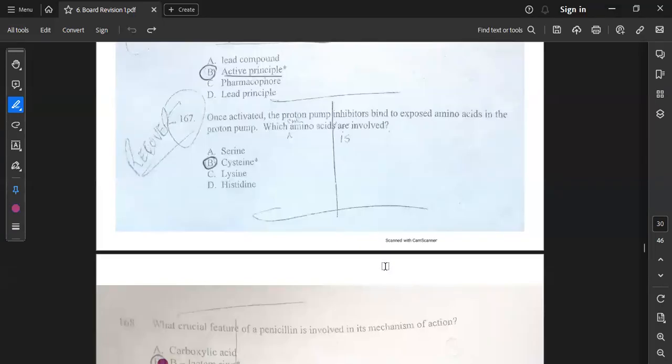Once activated, the proton pump inhibitors bind to exposed amino acids in the proton pump. Which amino acids are involved? We have serine, cysteine, lysine, and histidine.